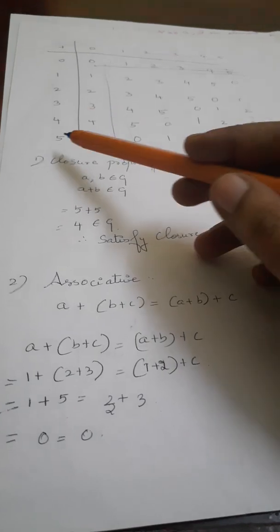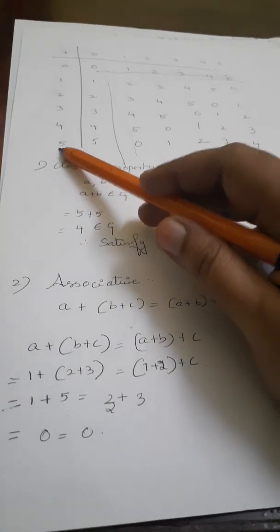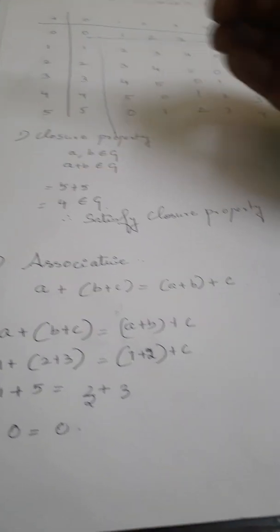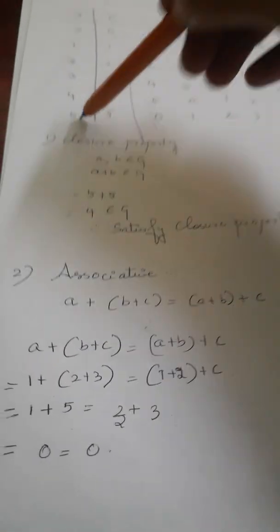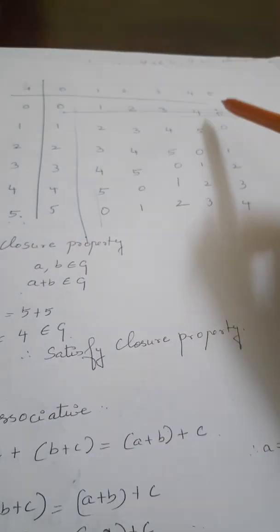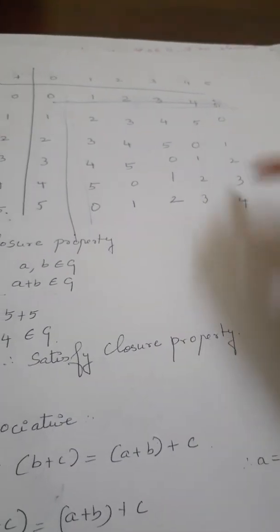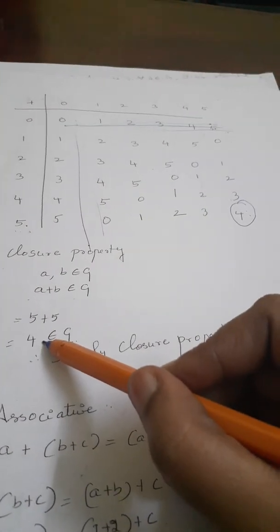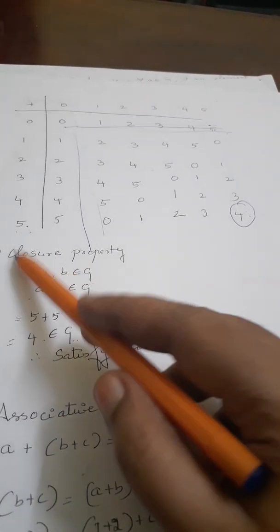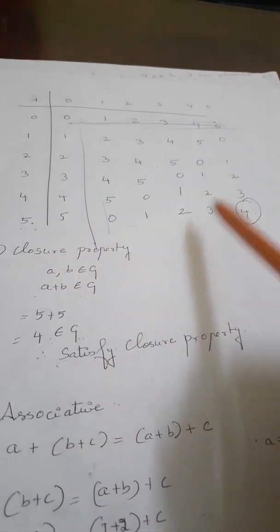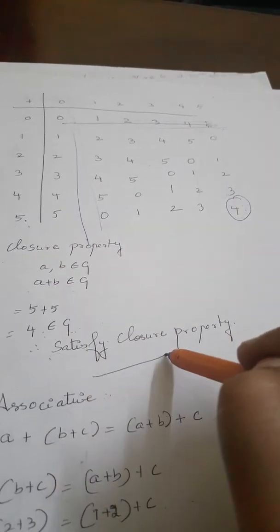So take some values. My a value is 5 and b value is 5. So what is my 5 plus 5 value? It is clear for you from the table, right? So 5 plus 5, what is my value? 4. From the table we have to write the value, not by addition. So 5 plus 5 is 4, and 4 belongs to the group. So this table satisfies the closure property.